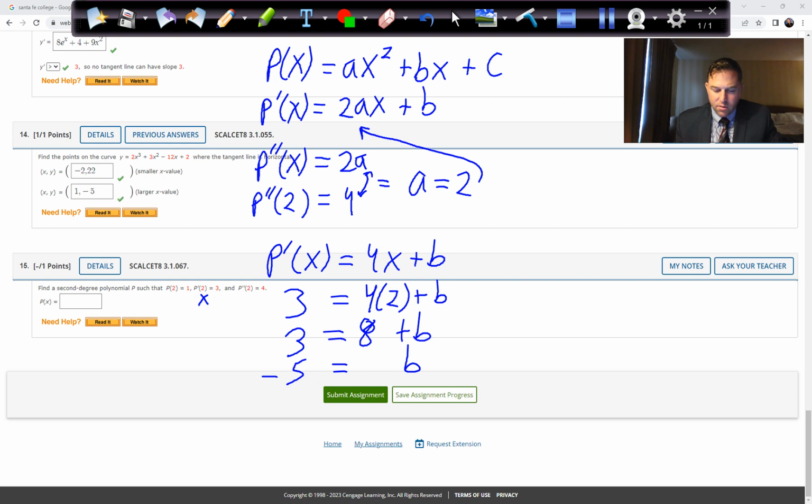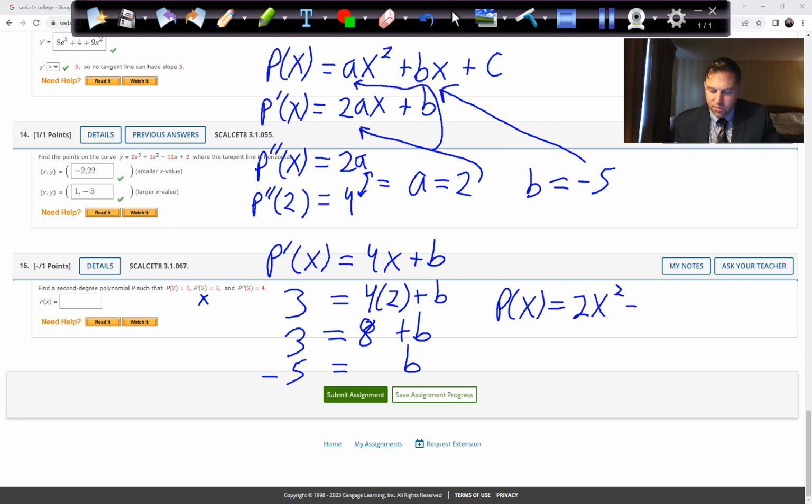Okay, so now we're going to use that and the fact that a is 2. So we know a is 2 and we know b is minus 5. And we're going to plug those into the final form of the equation, the original form. So p of x has to be a, which is 2, x squared, plus bx, which is really minus 5 times x, plus c. And the last bit of information says when x is 2, the answer is 1. The whole thing becomes 1. So this whole thing becomes 1 when x is 2 again.